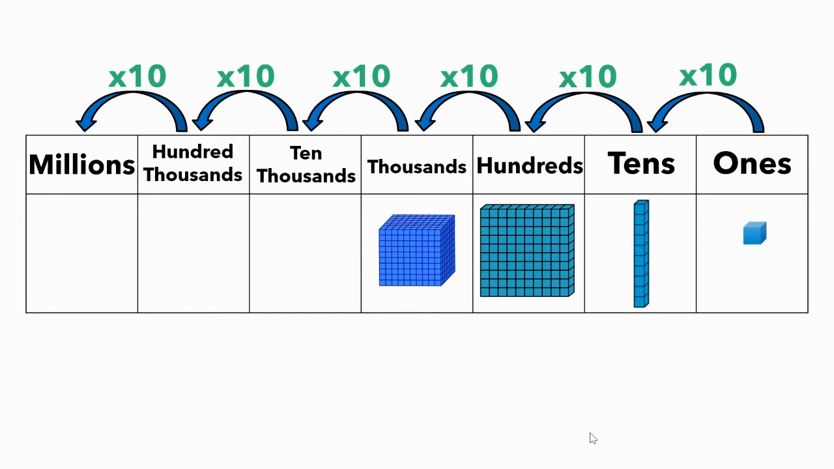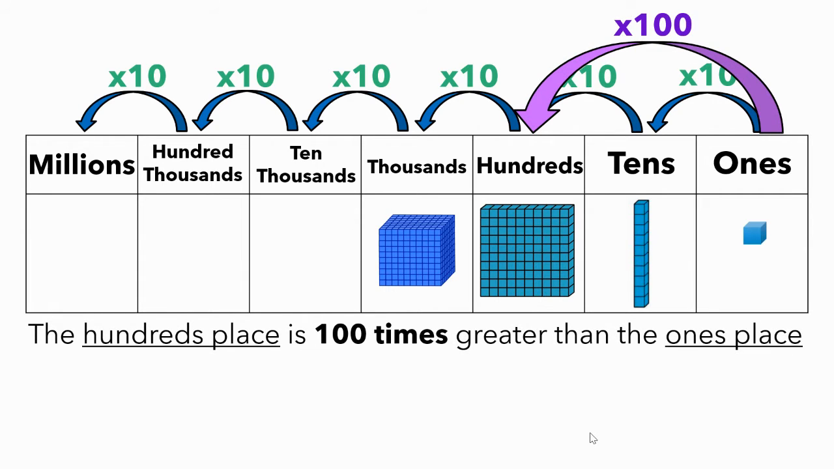Now let's compare going from the ones place to the hundreds place. We would need 100 ones cubes to make one hundreds grid. So the hundreds place is 100 times greater than the ones place. We can also see that we move over 2 places to the left to get from the ones to the hundreds. Each time we go one place value to the left, it's 10 times greater. So since we're going 2 places, we'd do 10 times 10, which is 100. So the hundreds place is 100 times greater than the ones place.